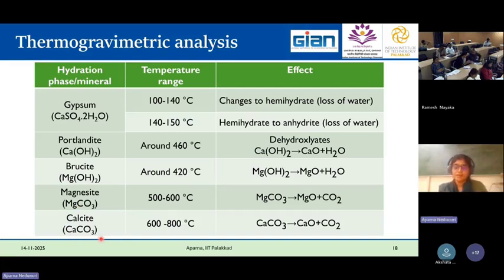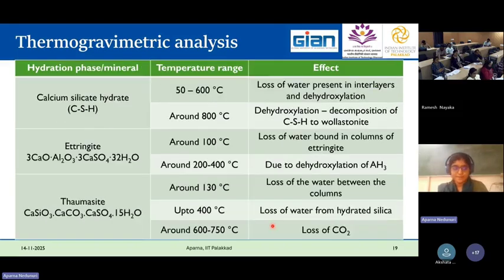Calcium carbonate is usually seen in 6 different polymorphs. But in cementitious systems, or carbonation of cementitious systems, we can see 3 different polymorphs: calcite, vaterite, and aragonite. Among these 3, calcite is the most stable, and the decarbonation of calcite will happen in the temperature region between 600 to 800 degrees centigrade. And then there is loss of CO2 that you can see when we expose CaCO3 to a temperature scan.